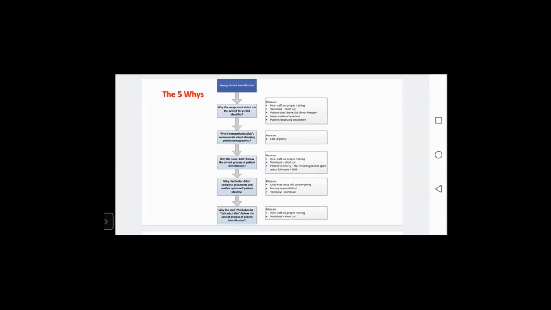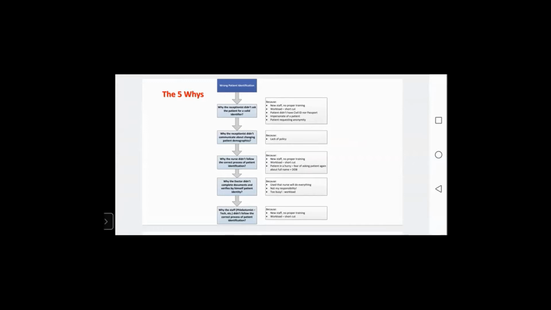After that, we started to ask why the reception did not ask the patient, because I did not mention before, we have a policy on patient identification that you need to ask the patient 3 names, the full name. You need to ask at least 2 approved identifiers. In our policy, we also mentioned what the approved identifiers are.